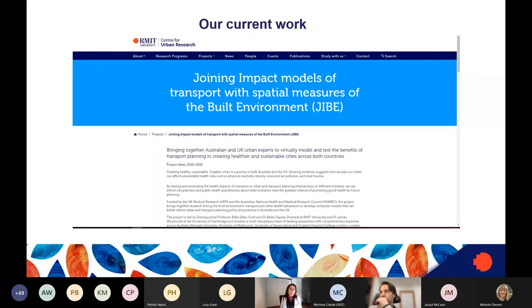We have recently been awarded a grant to work with the UK, where we are expanding the methods that are presented to you today. We're doing a lot of methodological innovation that will improve the measurement of exposure, so physical activity. And we're also incorporating the impact of transport on air pollution and health, road injuries, noise, and green space. We're incorporating some transport modeling component to assess interventions as well. This work is here for Melbourne and also for a selected number of cities in the UK.